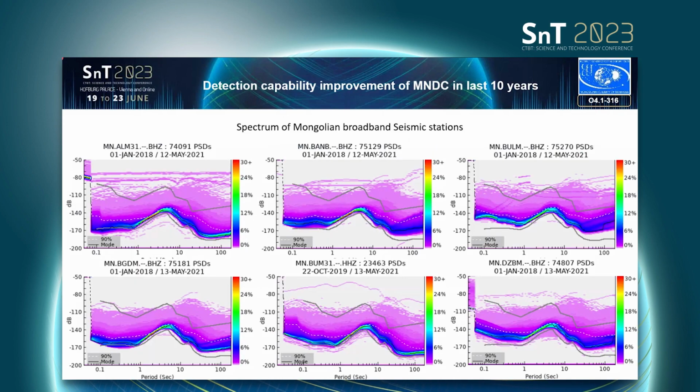Okay, there is a spectrum of the broadband stations I want to show you. First one is the Almar O4.1 broadband station, and the other one is just surface stations. All of them are broadband stations, between the 1st of January 2019 and the 12th of May 2021. We are using 3 years of data to make this calculation.